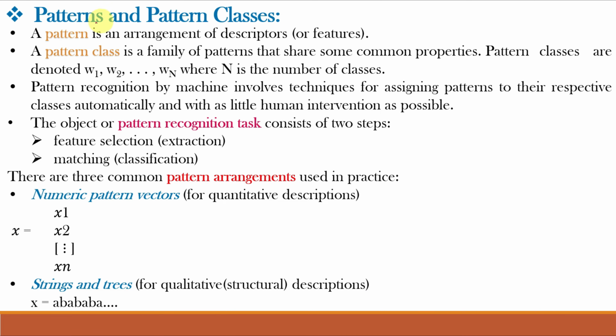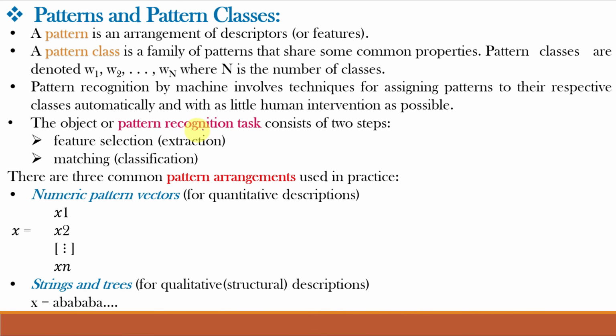Okay, let's go ahead. In patterns and pattern classes, a pattern is an arrangement of descriptors or features, and we have studied representation and description in the previous chapter. Those descriptors for pattern recognition can be quantitative or qualitative. A pattern class is a family of patterns that share some common properties, and the pattern classes are denoted by W1, W2 up to Wn, where n is the number of classes. Pattern recognition by machine involves techniques for assigning patterns to their respective classes automatically and with as little human intervention as possible, and that is artificial intelligence.